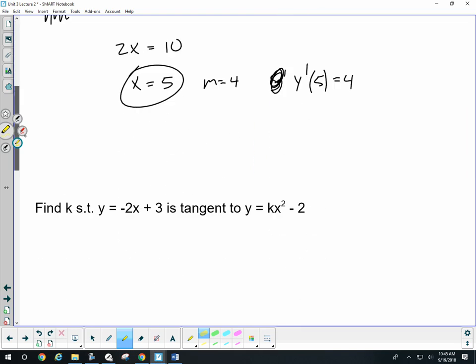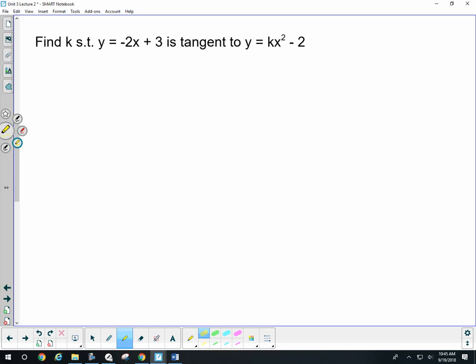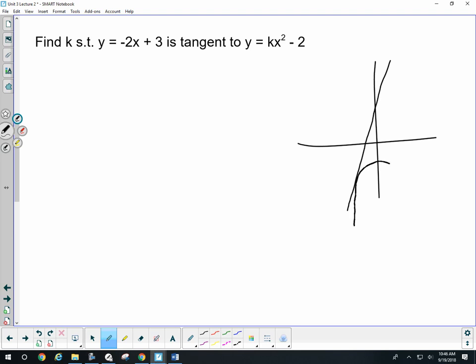Okay, next problem. It's a tricky problem. Find k such that y equals negative 2x plus 3 is tangent to y equals kx squared minus 2. So in this situation, we have negative 2x plus 3, which looks like this, and I need to create some parabola somewhere so that this line is tangent to this function. It kind of appears right now, if I'm passing through negative 2, that my parabola needs to open downward. Okay, this is just by sketching.